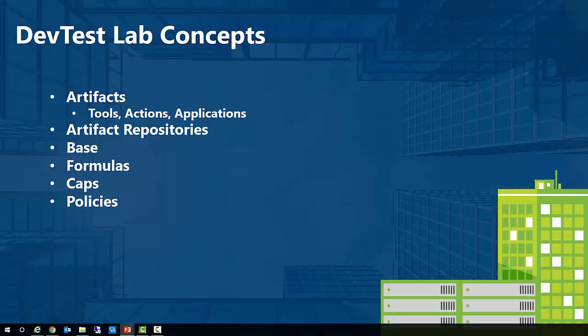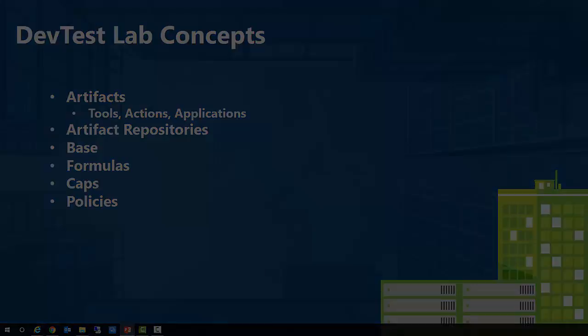Caps are mechanisms to minimize waste. For example, you can set a cap to restrict the number of VMs that can be created either per user or in a lab, and also specify build sizes and tiers. Finally, policies help control cost, allowing you to specify schedules to automatically shut down VMs or start during specific timeframes.